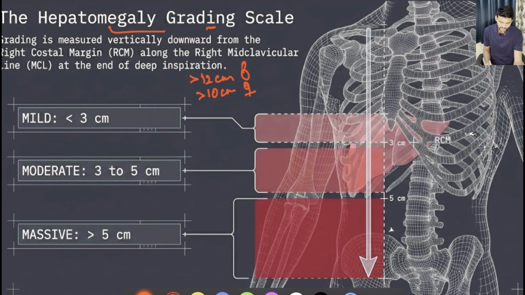Then for grading, look for the extent of vertically downward displacement of liver below right costal margin. So if it is less than 3 centimeters, we call it mild hepatomegaly. If you are able to feel 3 to 5 centimeters of liver below right costal margin with increased liver span, this is a must for all this grading, in that case, we call it moderate hepatomegaly. And if it is more than 5 centimeters below right costal margin, it is massive hepatomegaly.